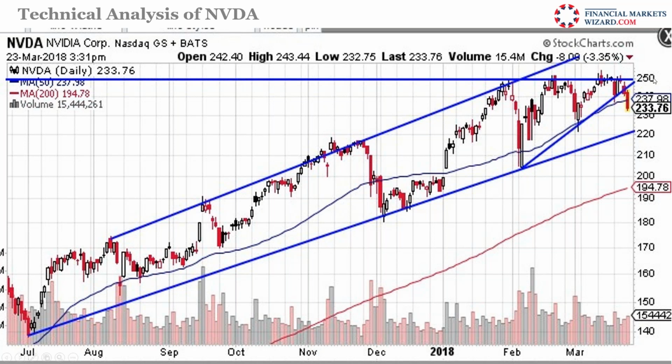So NVDA broke the 50-day moving average. It can easily come down to 220. So with NVDA, watch for it coming to 220.